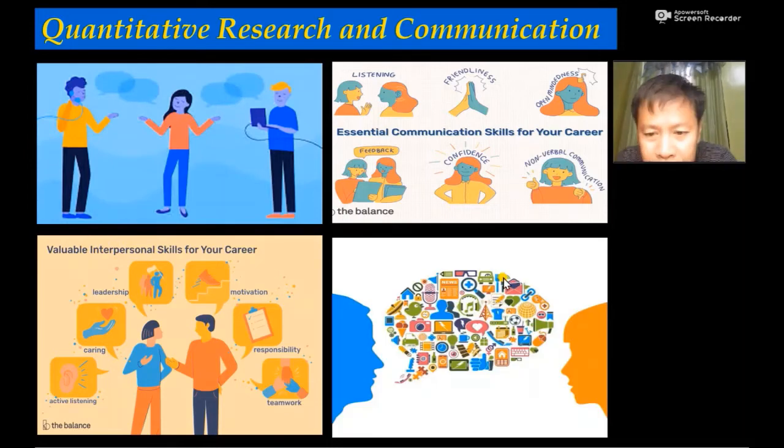Look at this fourth picture. These are the dimensions or the aspects of communication, which can be subjects of our quantitative research. We have the news. There are so many topics that you can have as potential problems of your study, dealing with communication. Okay, we will proceed with quantitative research and medicine.